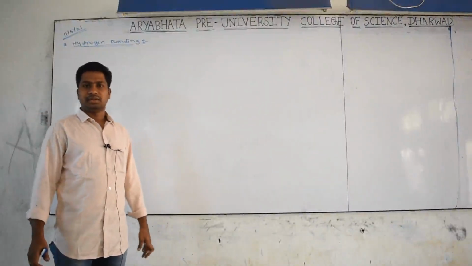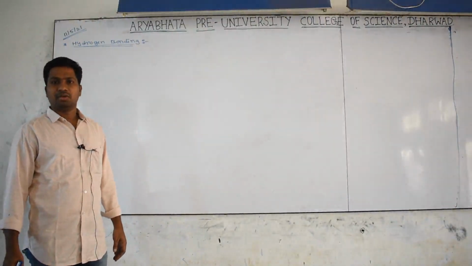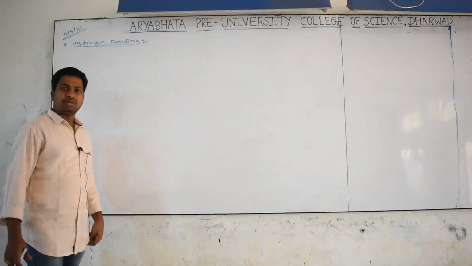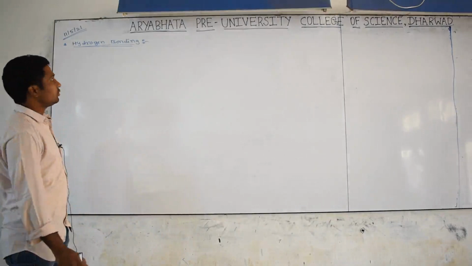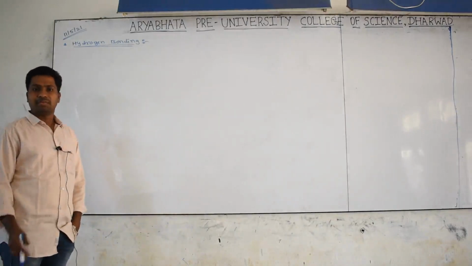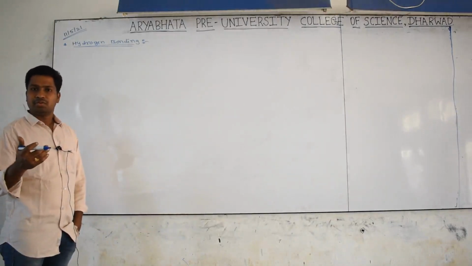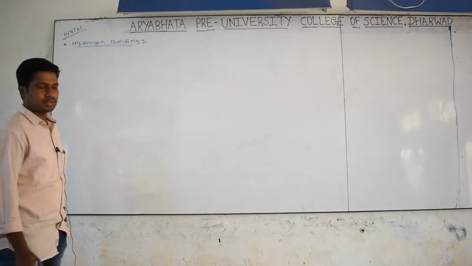Yesterday we completely learned about the molecular orbital theory. Today we will see about hydrogen bonding. Listen carefully, all of you: what is the meaning of hydrogen bonding and what are the effects of hydrogen bonding in chemicals? We will see all these things.